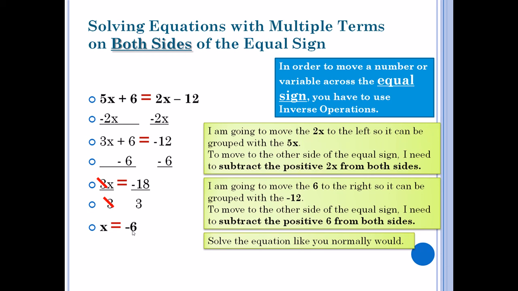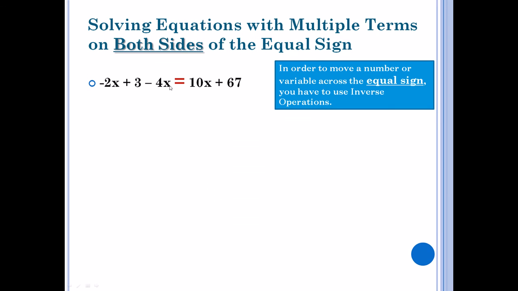Okay, that one wasn't too bad because there really wasn't much going on. All we had to do is move our 2x to one side. And again, if you cross the equal sign, you have to do the opposite. The opposite of a positive 2x is to subtract 2x. Now I made a bigger mess on one side. All right. And so we have negative 2x plus 3 minus 4x equals 10x plus 67.